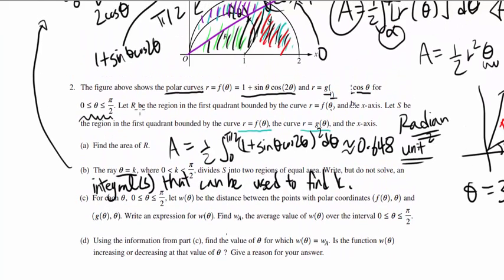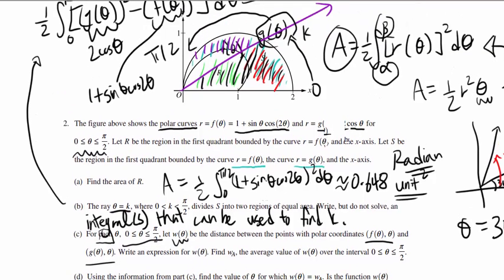For what does it say? Let's use an eraser. Oh, that's erasing the entire thing. What does it say? For some theta between 0 and pi over 2, let w of theta be the distance between the points with the coordinates f of theta, theta and g of theta, theta. Find the expression for w of theta. Well, as you can see, g of theta is extending out farther than the f of theta for every point in between 0 and pi over 2.